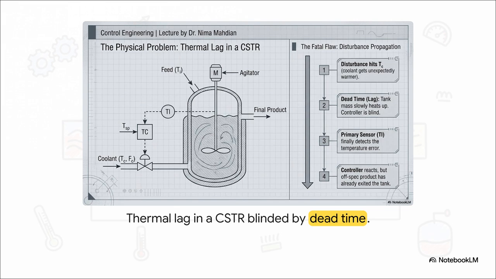But here's the agonizing part. That controller is completely, blissfully blind to what's happening inside the cooling jacket itself. If the coolant suddenly gets warmer from the supply line, our primary controller has absolutely no idea, until that warmer coolant slowly, gradually alters the entire massive tank's bulk temperature. It's kind of like trying to drive a car by only looking in your rearview mirror, right? It's a blind controller fighting a battle where it's always inherently reacting too late.